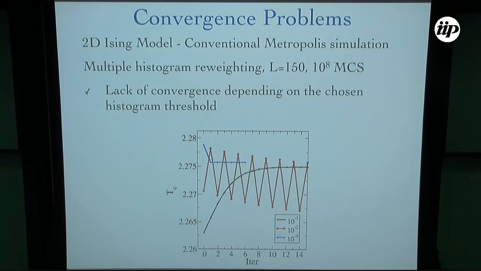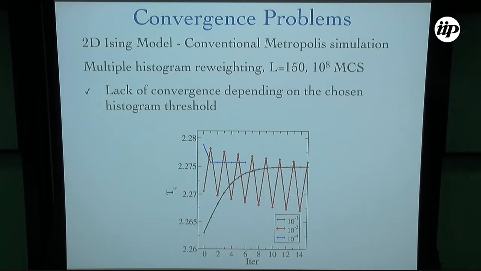The problem that we found was mainly, Ronaldo has obtained this result. He started to study the Metropolis algorithm and Monte Carlo simulations and multiple histogram reweighting for L=150 and 10 to the 8 Monte Carlo steps at each simulation. Okay, what we have seen is that depending on the chosen threshold that you use in your histogram, you may or may not have convergence of the algorithm.